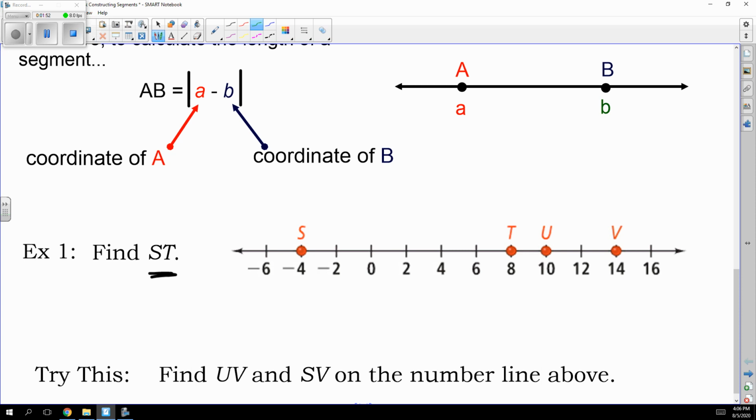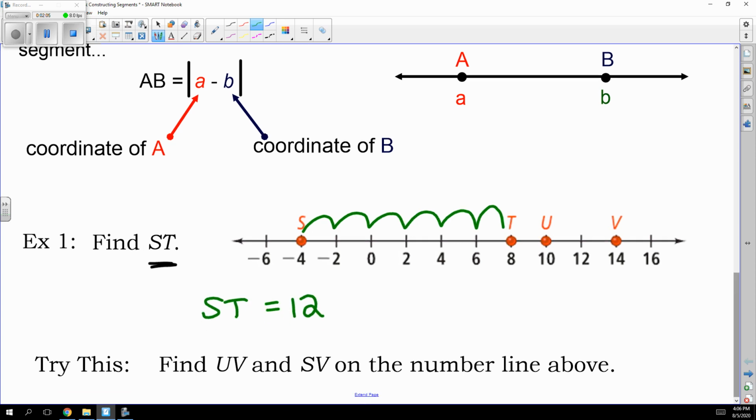Notice that this number line is counting by 2. So make sure if you're just going to hop it like a bunny and count it, that you might go 2, 4, 6, 8, 10, 12. So the length of ST is equal to 12. That's not such a big deal when you can count it pretty easily.